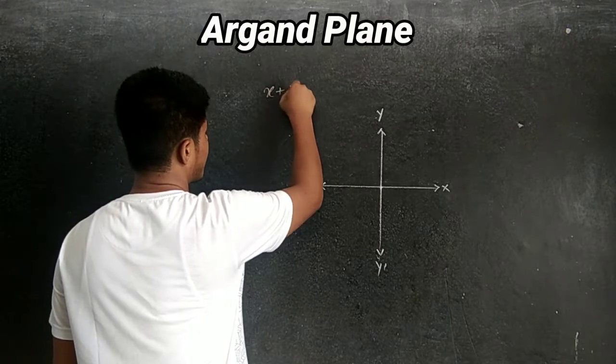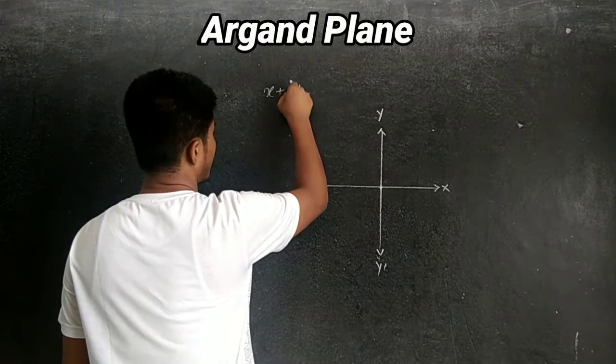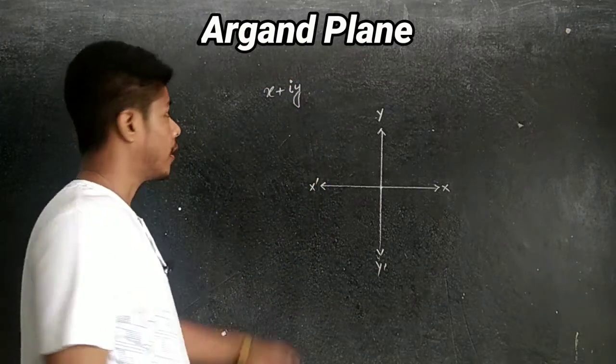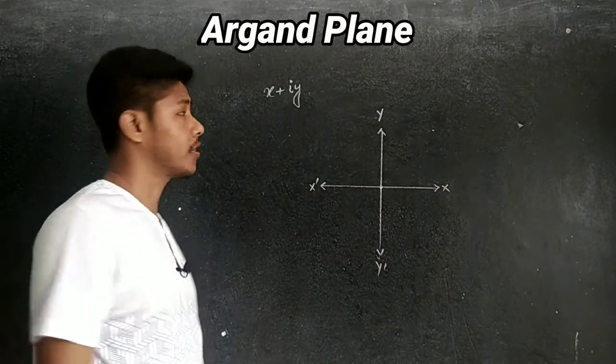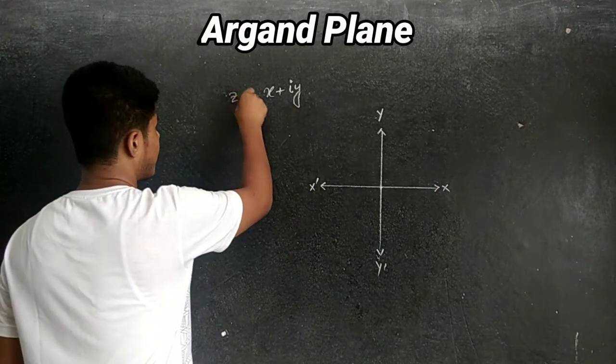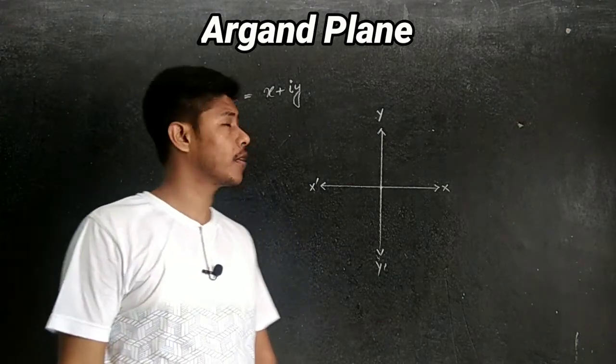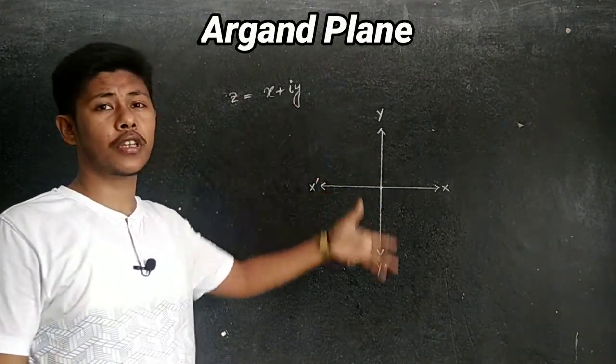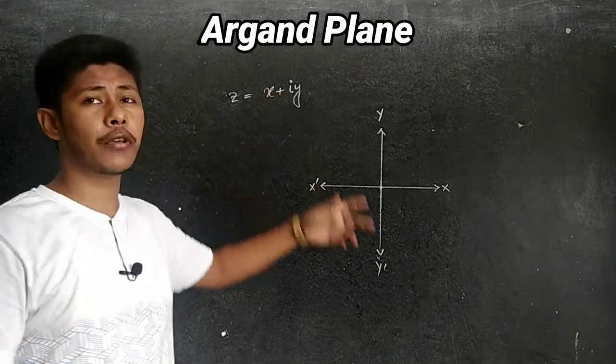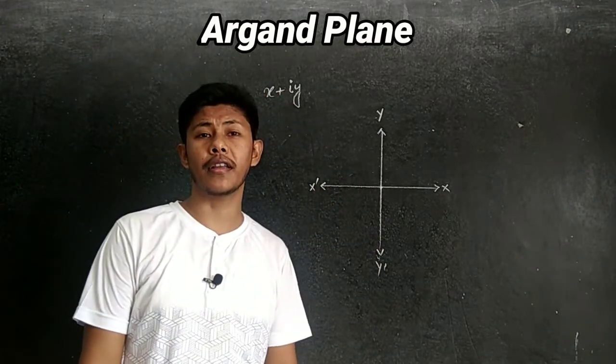Suppose the complex number given to us is mentioned as z equal to x plus iy. x is the real part, iy is the imaginary part. Now here both x and y are positive, so obviously from here we can easily identify in which quadrant it lies.